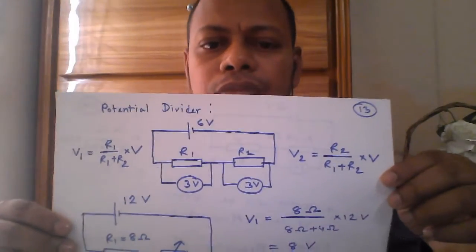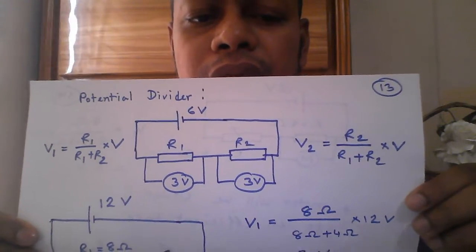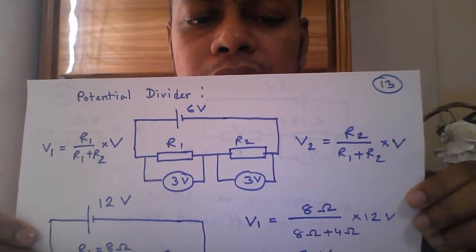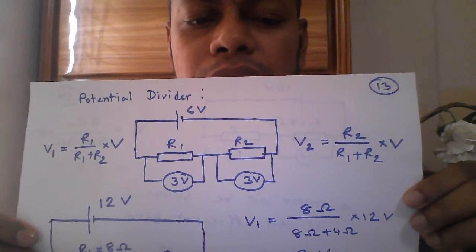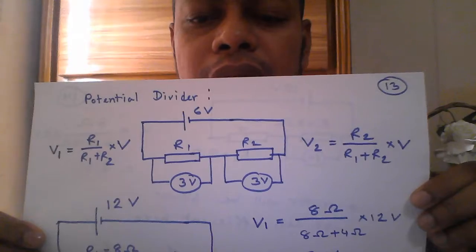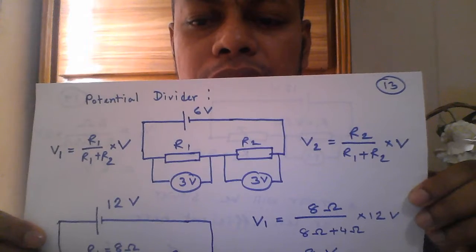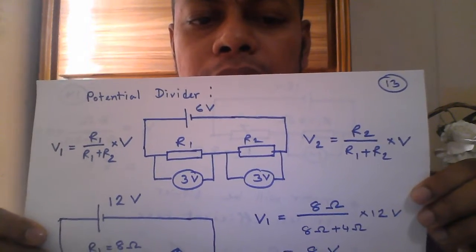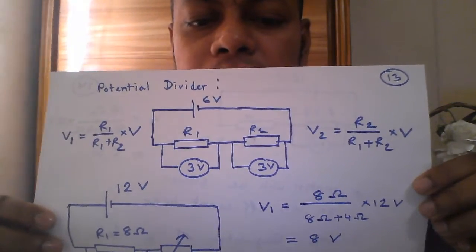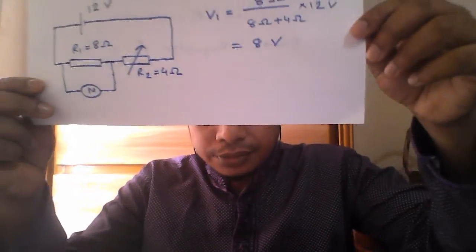Now please look at the left side of the top circuit diagram. I wrote here one formula, that is V1 equals R1 by R1 plus R2 into V, and on the right side again I wrote V2 equals R2 by R1 plus R2 multiplied by V. These two are potential divider formulas. We will now apply them for the next circuit we just discussed.